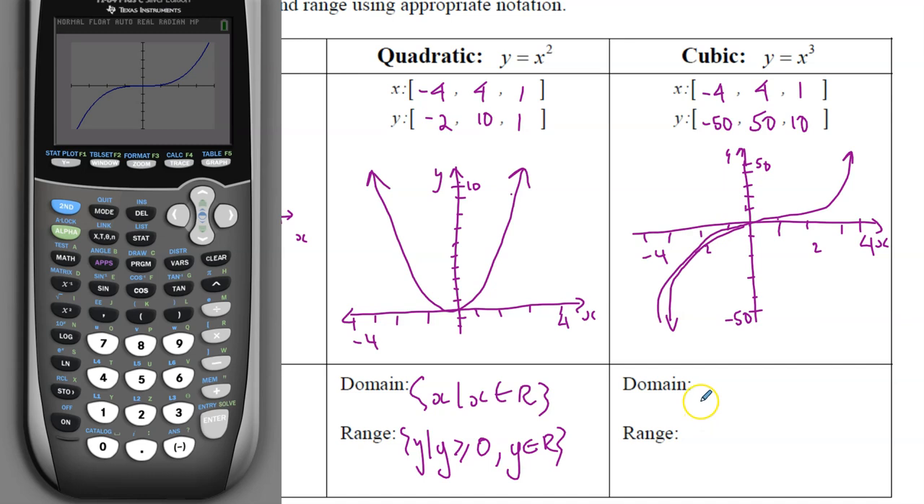Domain, and the question in domain is always, is there a value of x I can't use? Right? So for a linear, it's just y equals x. We've got x squared, we've got x cubed, right? The times you can't use x's is if they're in a denominator or they're under a radical sign. So in this case, for cubic, any value of x, so the set of all x such that x belongs to the reals. And the range, well, when you cube a negative number, you get a negative number. So this will be set of all y such that y is an element of the reals.